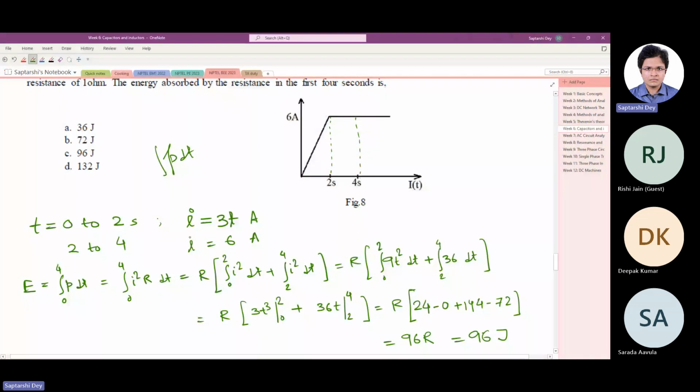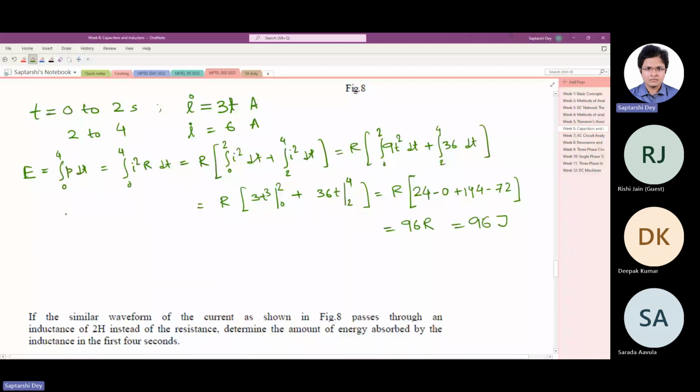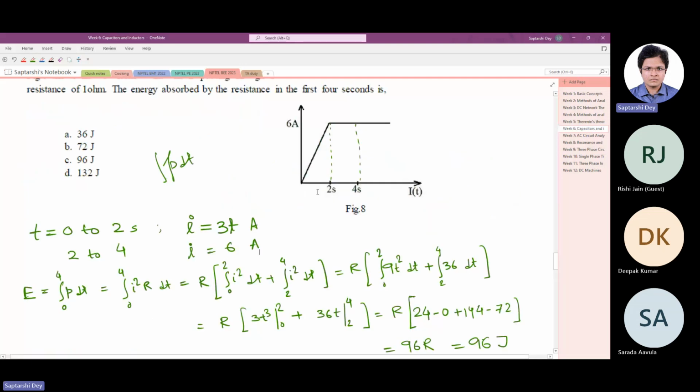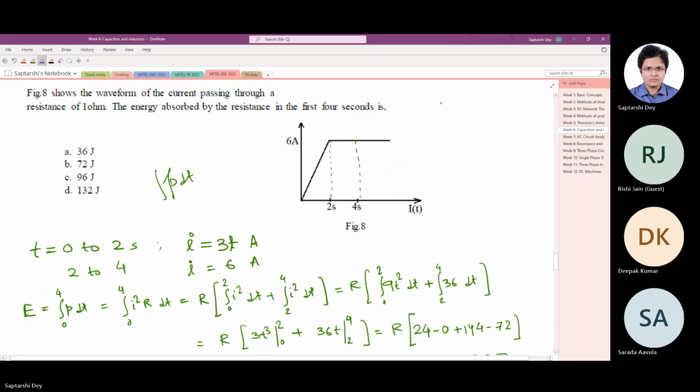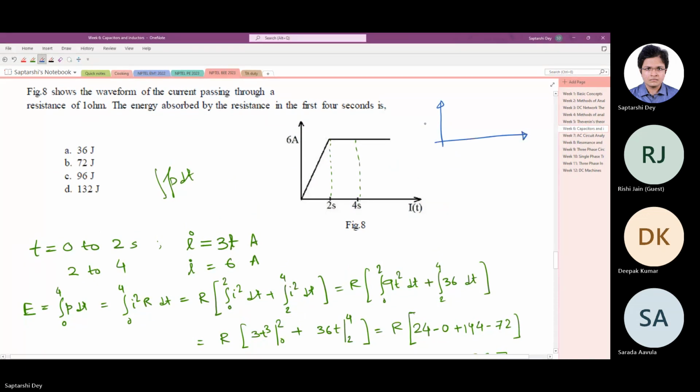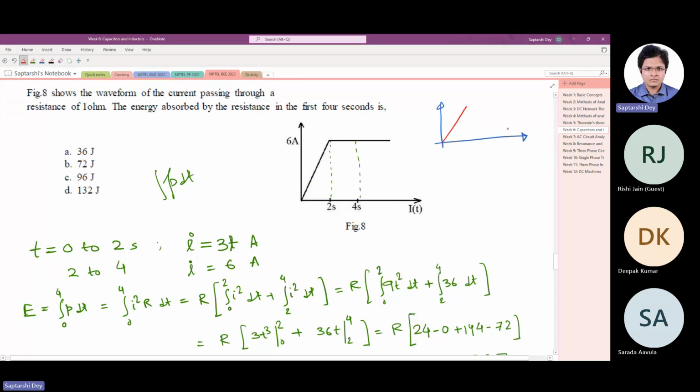Let me give you one tip. Sometimes this may be required. Say I have done this problem like this, 0 to 4, then I have broken it between 0 to 2 and 2 to 4. Now suppose instead of the current being like this, say the current they give you is like this. It increases in ramp, then again it reduces in ramp.